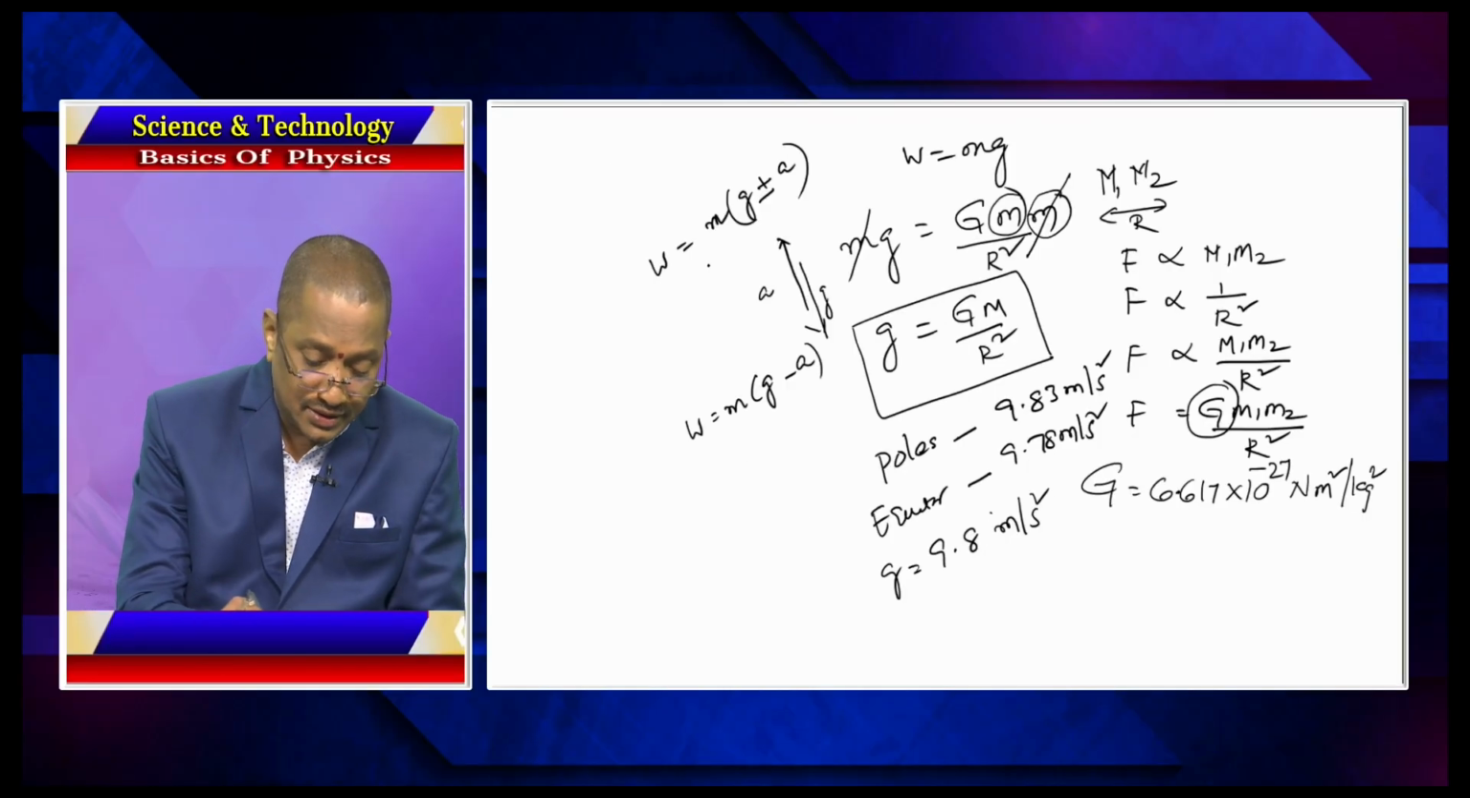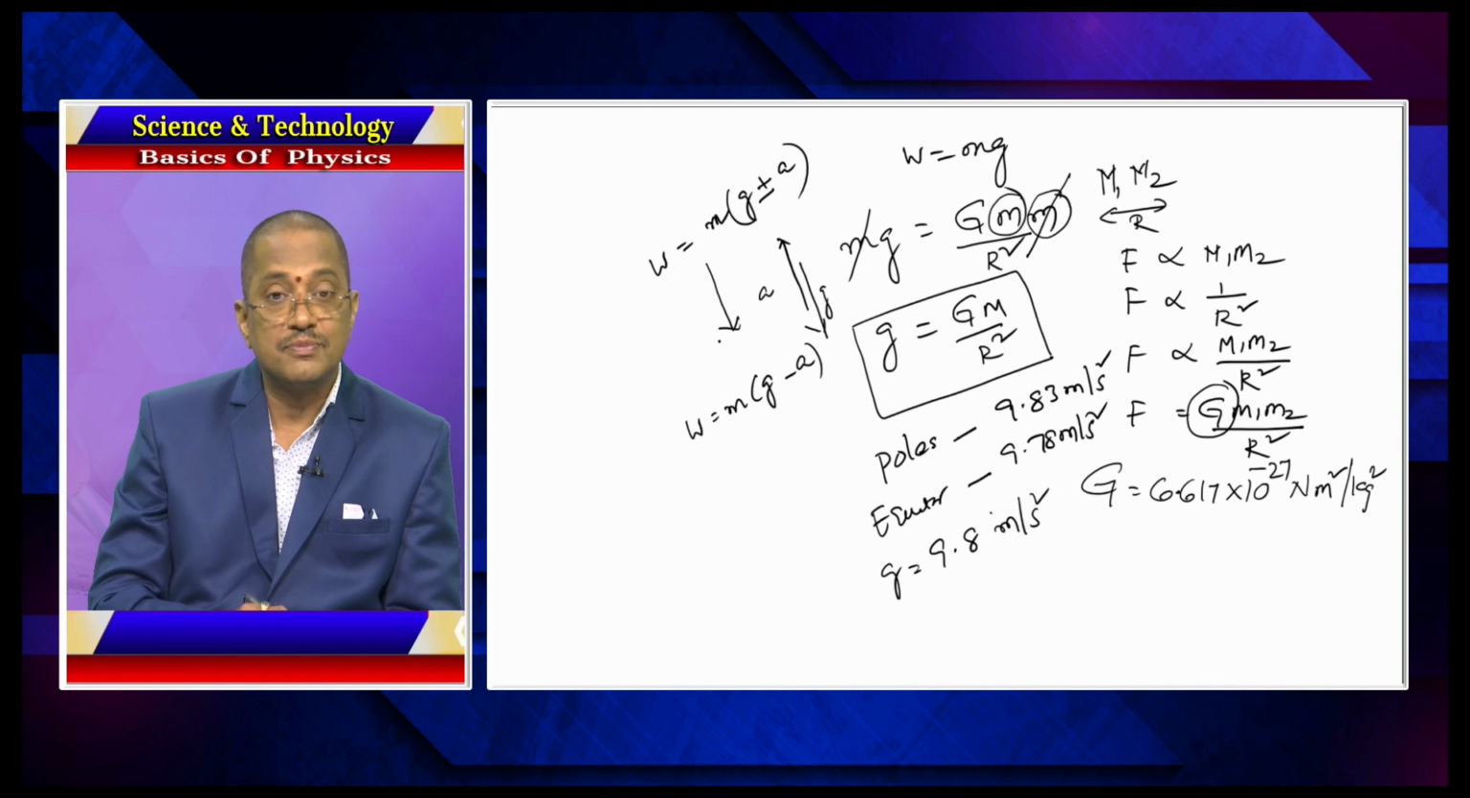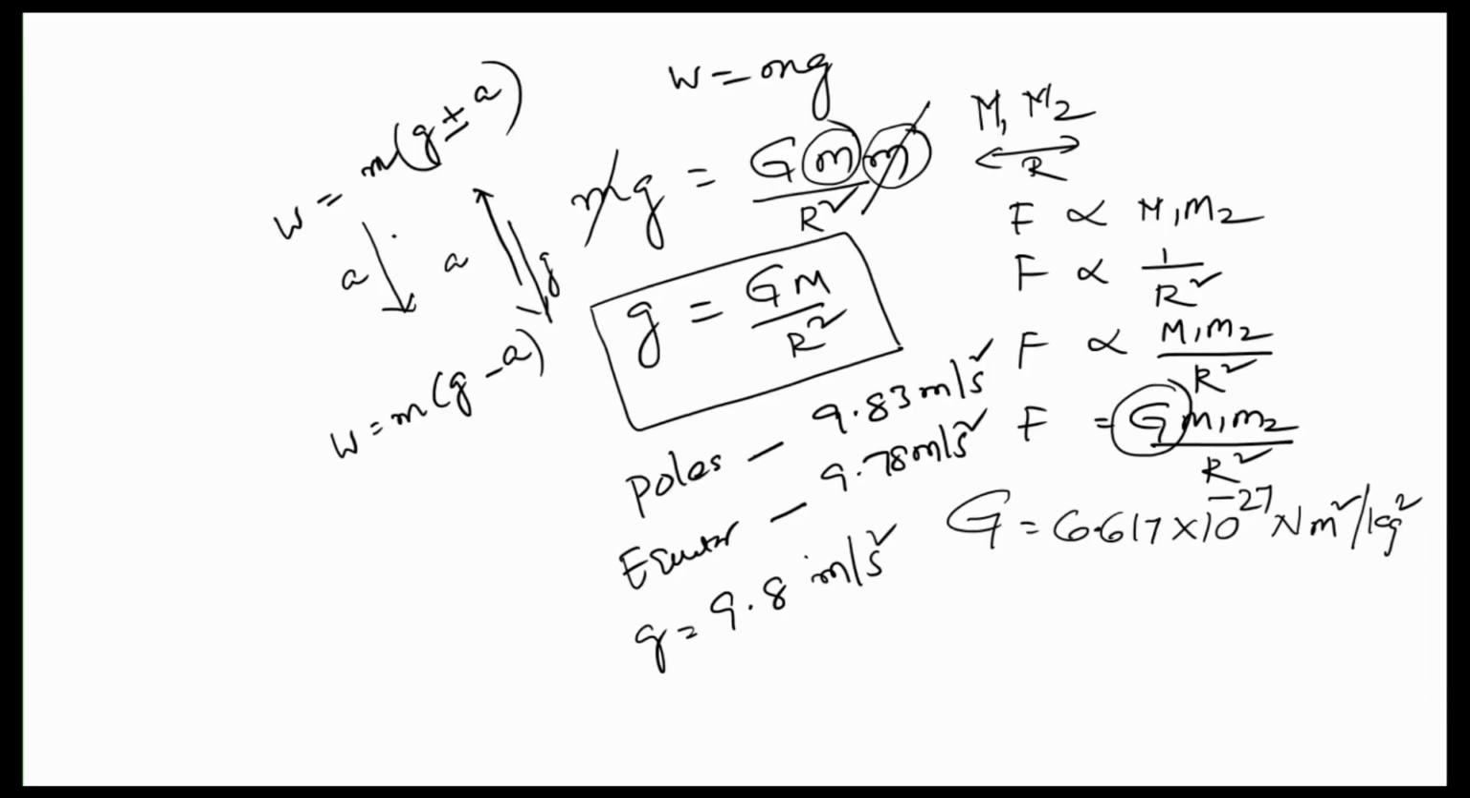For example, if the lift is moving downwards, the acceleration is downward, and the gravitational force is also in the same direction. Then W = m(g + a). So you have to remember these things. This is a most important concept. Clear? Okay.